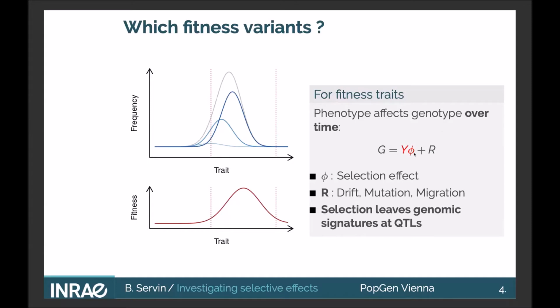So this little sketch is to say that selection leaves genomic signatures at QTLs, and we should be able to detect them. But if we want to do so, we also need to specify these kinds of background effects on the genotypes, just as we do in GWAS for the trait.